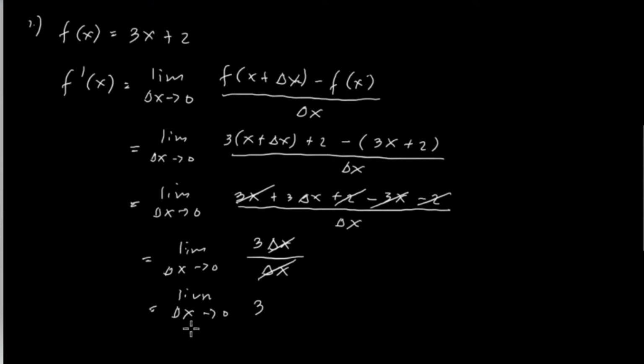Or if we change delta x to 0, we don't have any delta x left, so therefore the derivative of the function is equal to 3. So f prime of x is equal to 3. So that's example number 1.